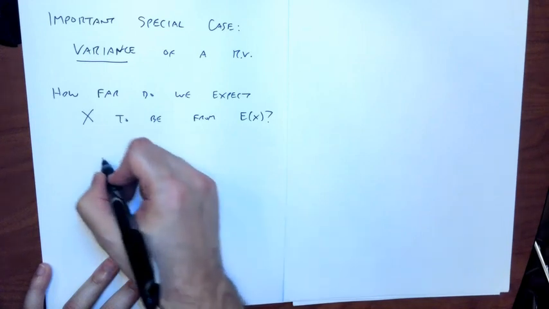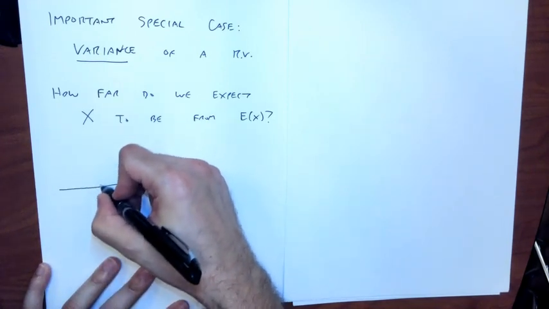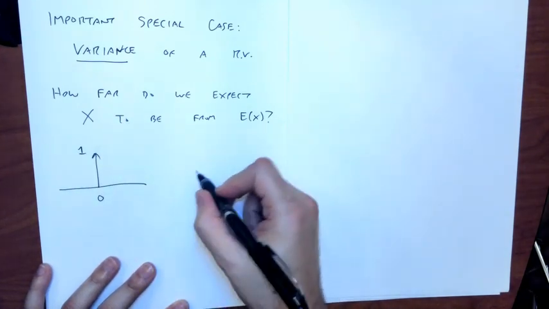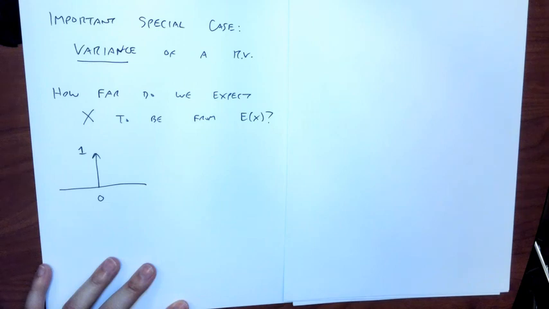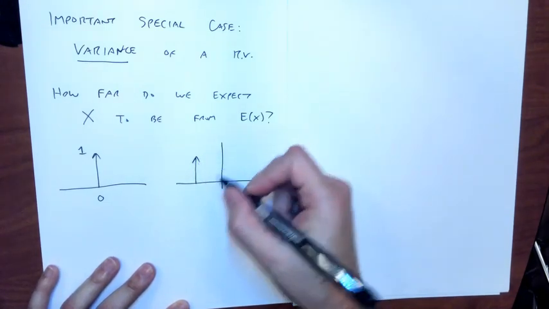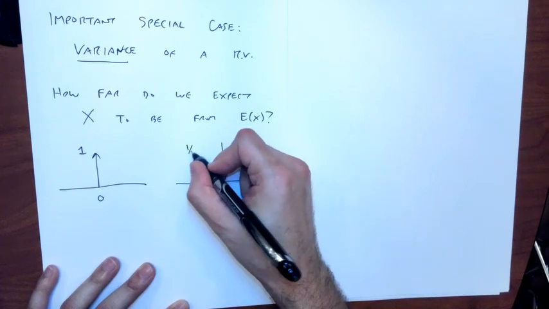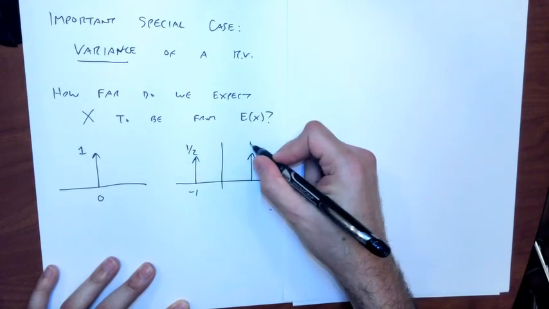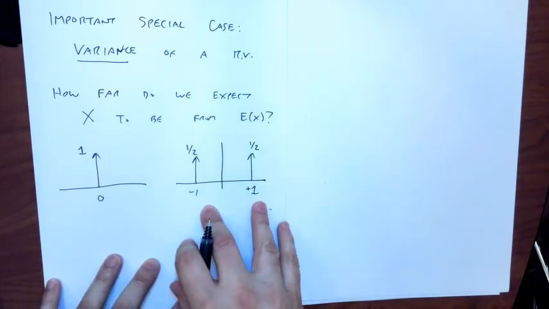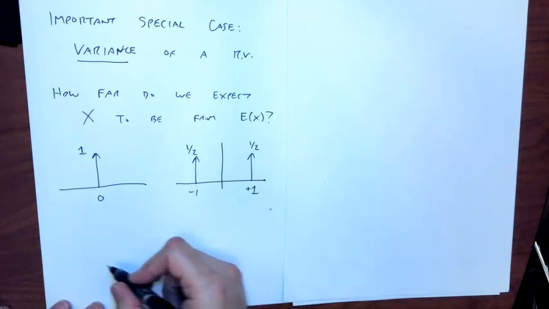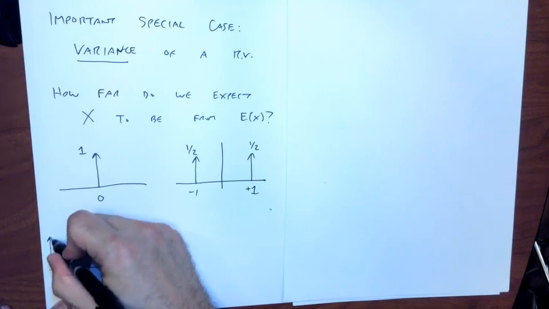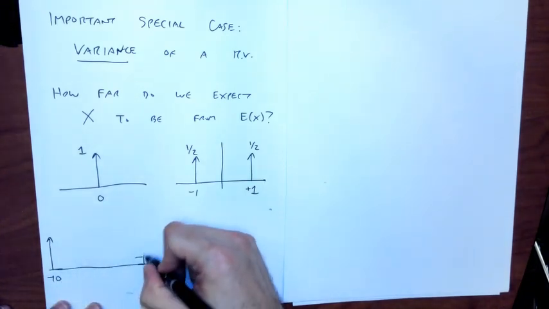So for example, here are a bunch of PMFs, all of which have mean 0. This is a constant: I have exactly 0 all the time, so certainly the expected value is 0. Or I could have a probability of 1/2 of getting -1 and 1/2 of getting +1. The average value, again, is 0. Expected value is 0. Or I could have something way out here at -10 and +10.